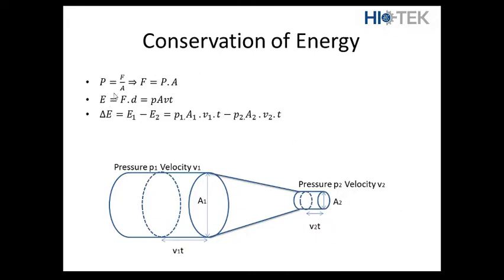We also know that pressure is force divided by area, so force equals pressure times area, and energy is force times distance, which if we replace the force value with PA, and D replaced with VT, we get energy equals PAVT. So the change of energy is going to be E1 minus E2, and that will be the pressure 1 times area 1 times velocity 1 times time, less those values in section 2.